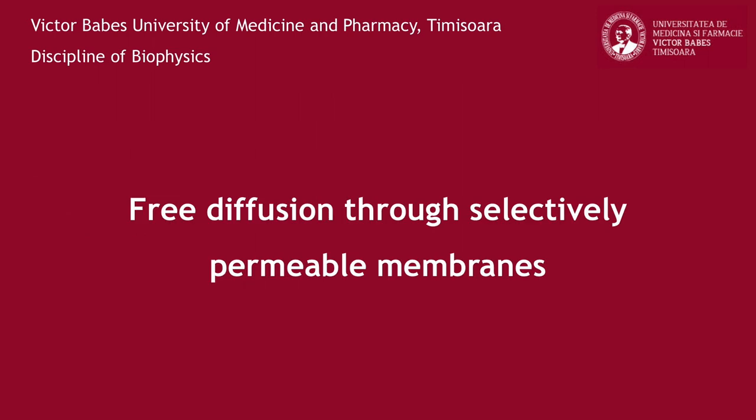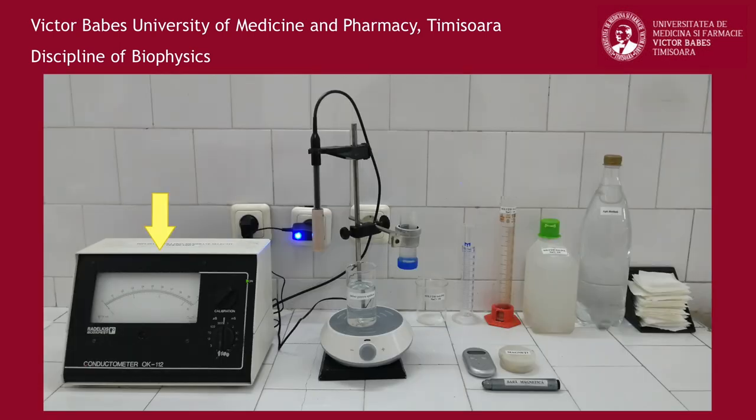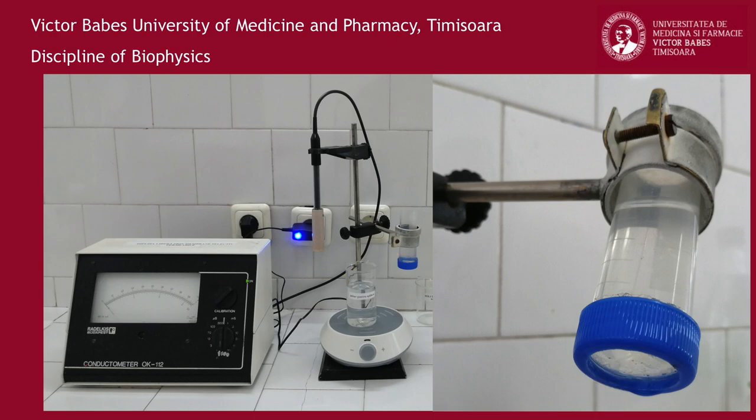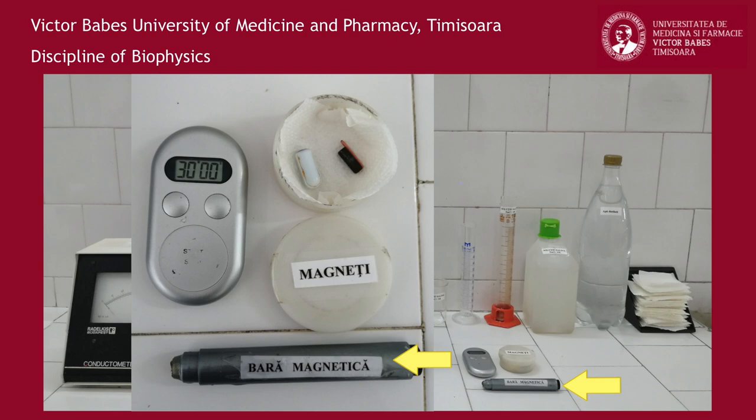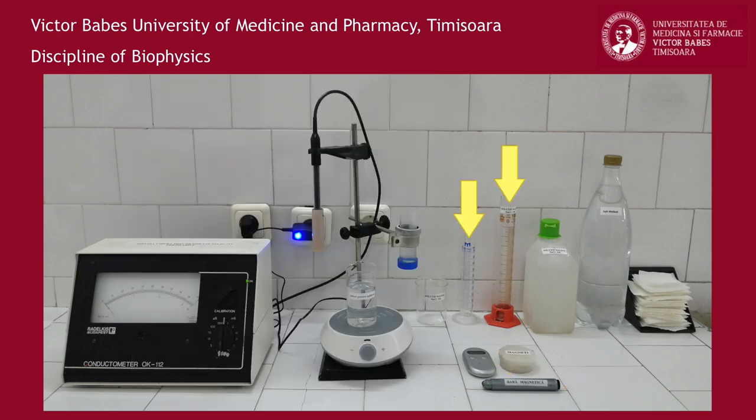In this practical work, relying on several electrical conductance measurements, you'll calculate the permeability of a selectively permeable membrane. For this, you'll be using a conductometer equipped with a measuring electrode, a magnetic stirrer, a container equipped with a selectively permeable membrane, two Berzelius glasses, magnets, magnetic bar, a chronometer, two graded cylinders, distilled water, saline solution of 1 molar concentration, and paper tissues.